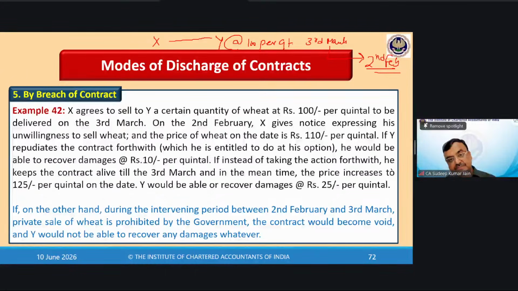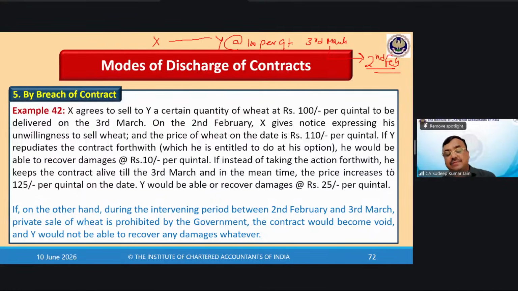Now Y has two options. First option, he should file the case on 2nd February, or he should wait up to the due date, that is 3rd March, and file the case on that date. The due date of performance of the contract was 3rd March as per the contract, but before the due date, that is 1 month before, on 2nd February, X denied delivering the goods. Now Y has two options: file the case on 2nd February, or wait up to 3rd March for filing the case.